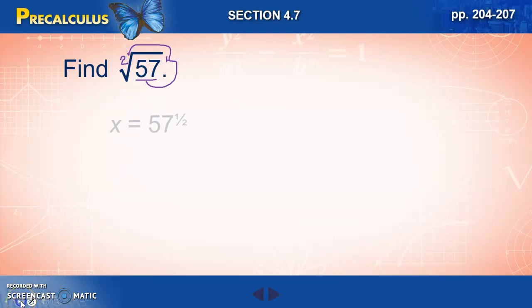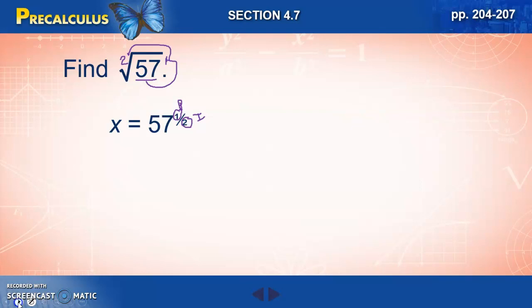Radicals are just fractional exponents. So we would write that as 57 to the 1/2. 57 to the first power. This is our power. And this is our index. 57, power of 1, index of 2. So we'd write that as x equals 57 to the 1/2 power. That's the first thing that we would do.